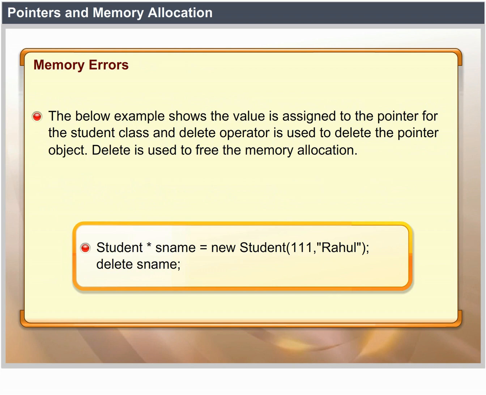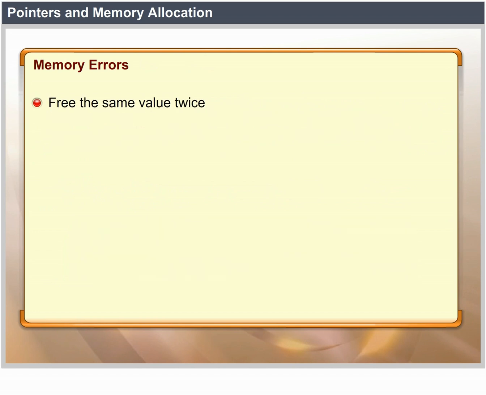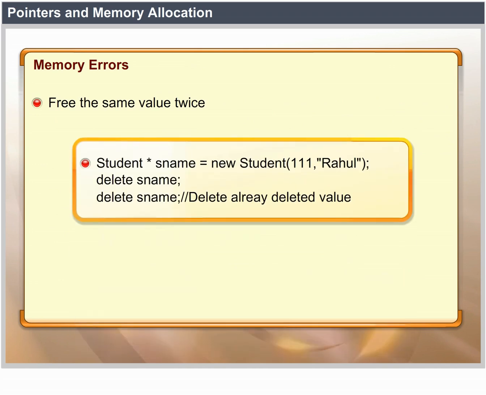Student *sname = new Student(111, "Rahul"); delete sname. Free the same value twice. Student *sname = new Student(111, "Rahul"); delete sname; delete sname. Delete an already deleted value.